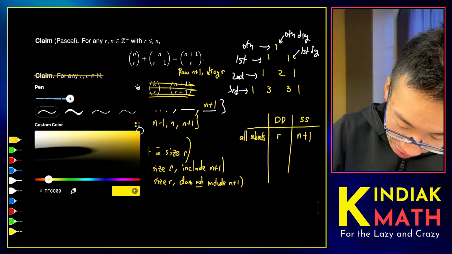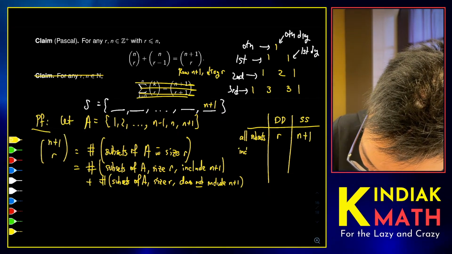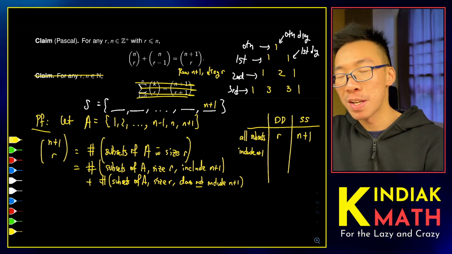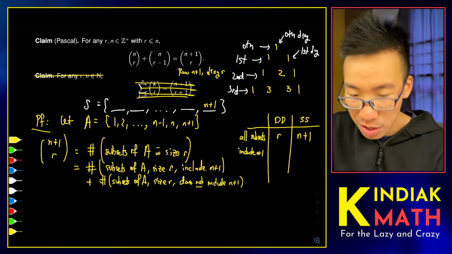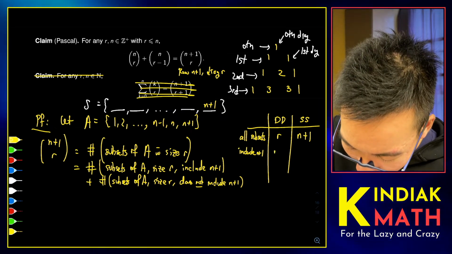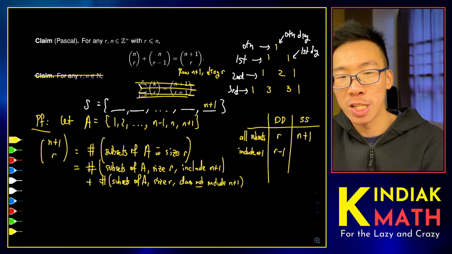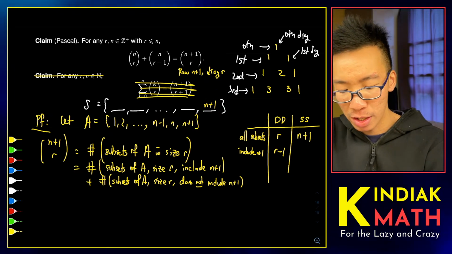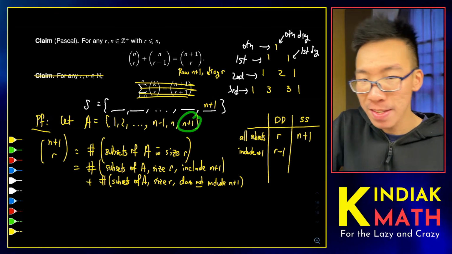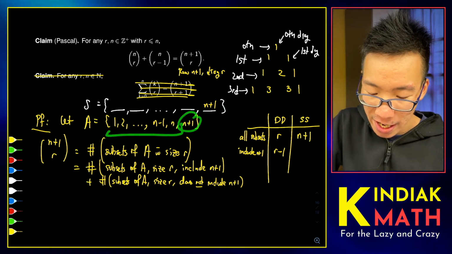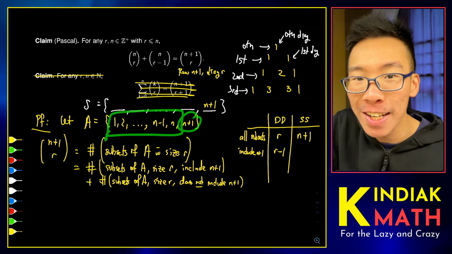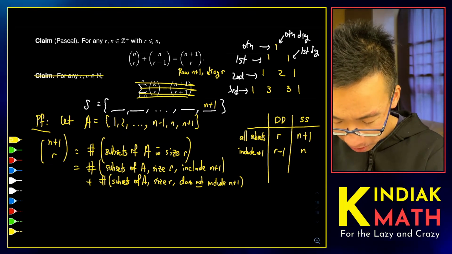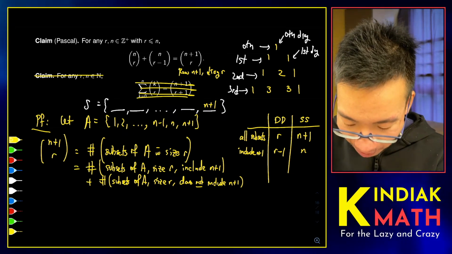We have one less vacancy for whatever other choices we have. So in other words, if it includes n plus 1, the demand, in other words, how many available spaces that we have, shrinks to r minus 1. We don't have so many spaces. One has been taken up by n plus 1 already. And since n plus 1 is in the set, we need to choose out of the remaining n items, so the new supply is going to be n.